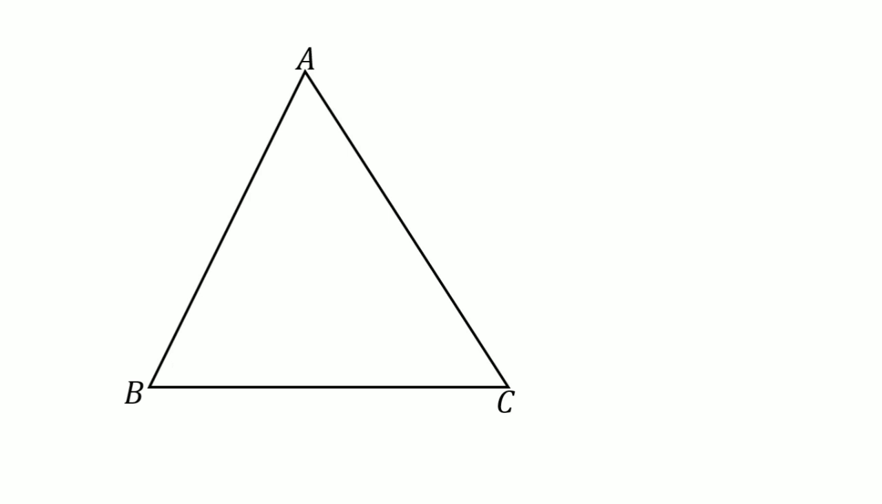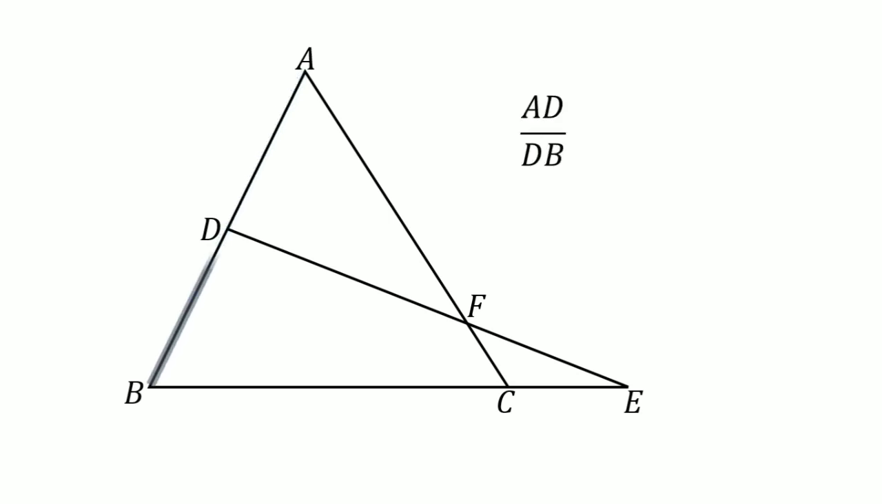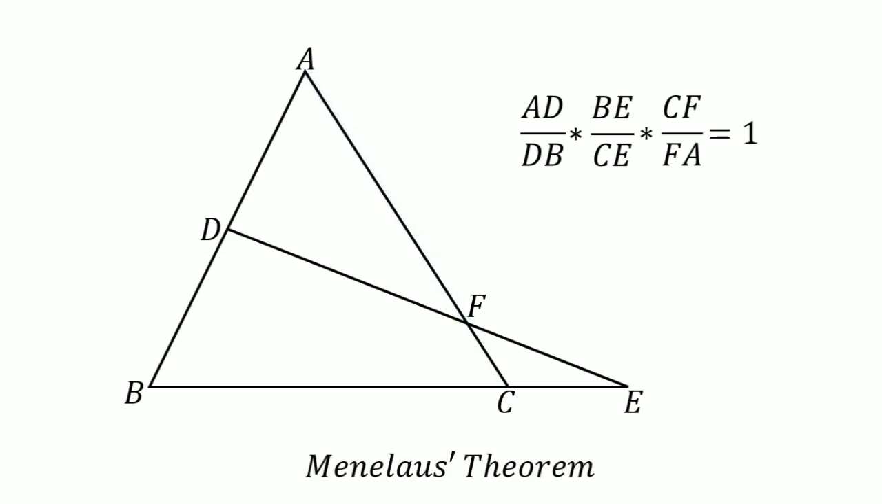And the second theorem says if we have a triangle ABC and we extend BC to E and from E at an angle we drop a line on AB which intersects AB at D and AC at F. So this theorem says AD divided by DB times BE divided by CE times CF divided by FA is also equal to 1, and this theorem is known as Menelaus' theorem. So we use these two theorems for finding our answer.